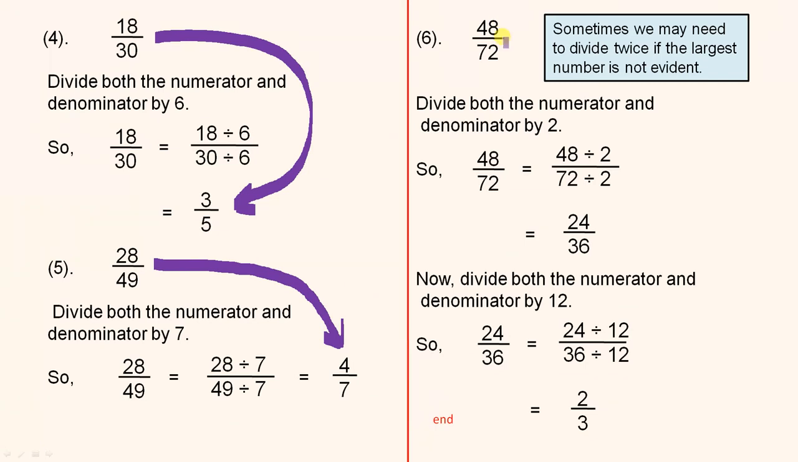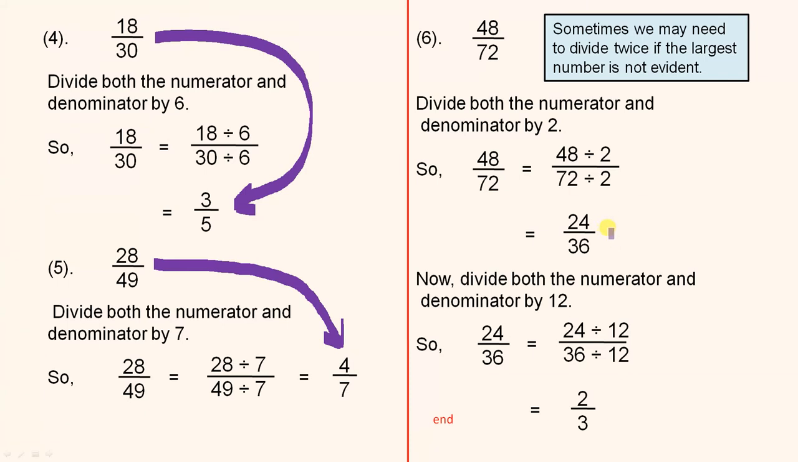Here we have 48 over 72. Now sometimes we may need to divide twice if the largest number is not evident, and that is quite acceptable. We can see that both of these numbers are even, so we know that 2 will divide into each of them. So divide both the numerator and denominator by 2. So 48 over 72 will be 48 divided by 2 over 72 divided by 2. That gives us 24 over 36.